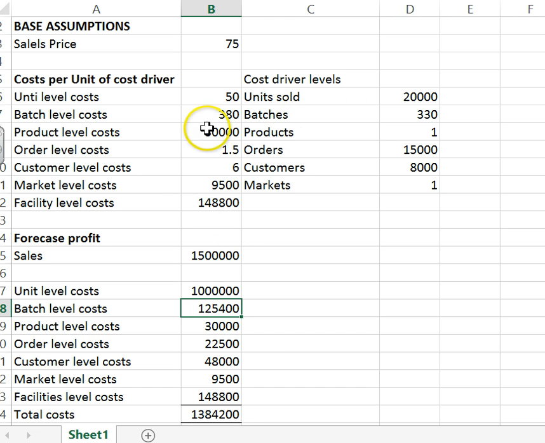Our batch level costs are the batch cost times the number of batches. Our product level costs are the product costs times the number of products that we're looking at. And again, this is a very simple one because we're only looking at one product, and that's probably quite unusual for an organisation. And you need to think about, when you're working out these costs, how much of these costs you allocate to one product or another product.